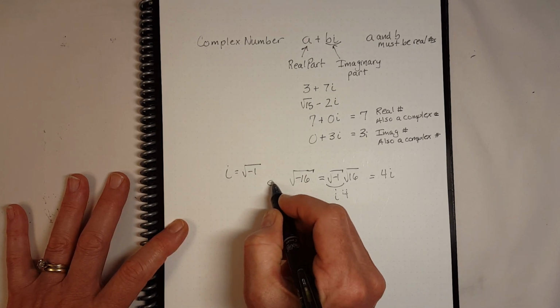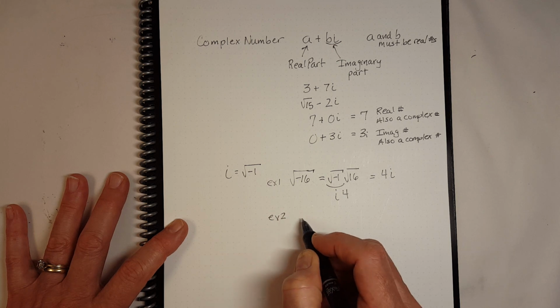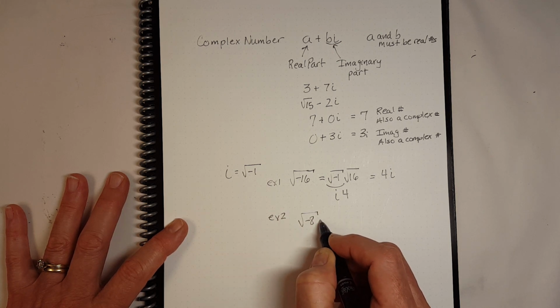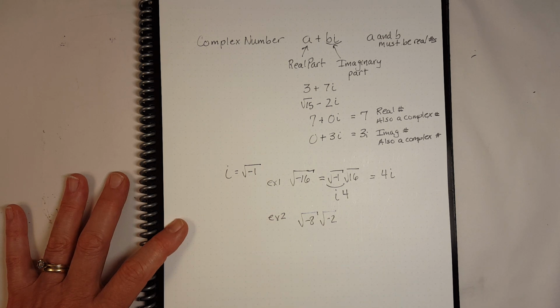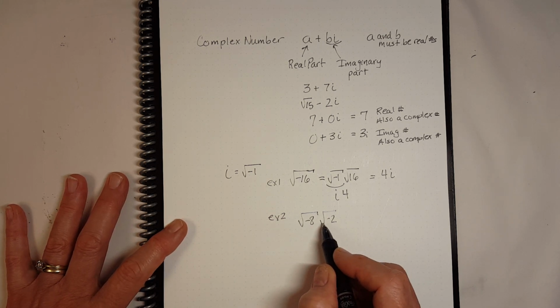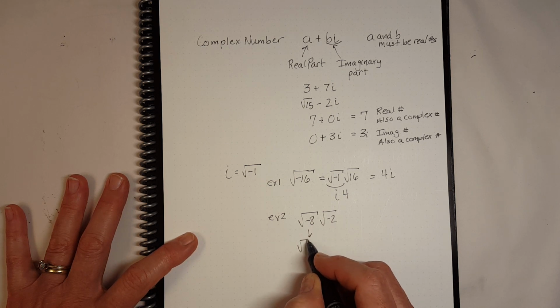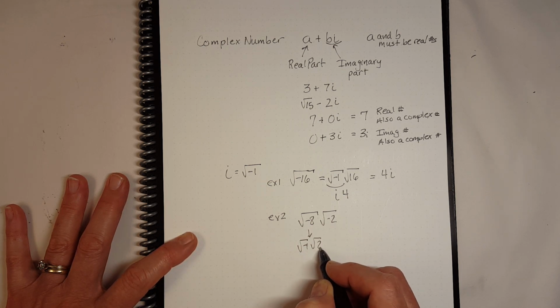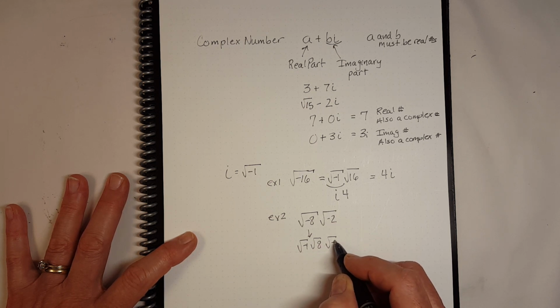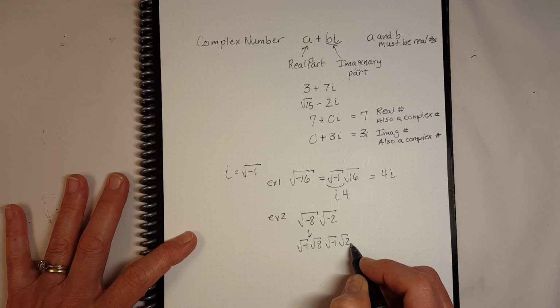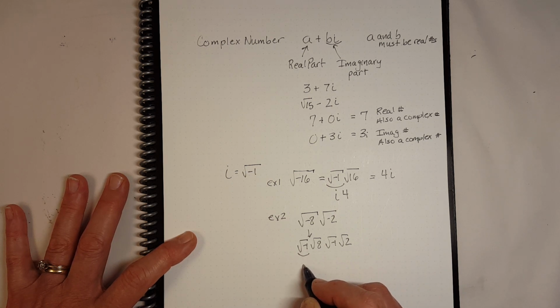So, for example, we'll do another one. What if we said the square root of -8 times the square root of -2? We know that we can multiply the numbers that are under the radical, but when it's a negative, you must take the negative out first. So we're going to rewrite this as the square root of -1 times the square root of 8, times the square root of -1 times the square root of 2. The square root of -1 is i. Square root of 8 times square root of -1 is i times the square root of 8, and the other is i times the square root of 2.